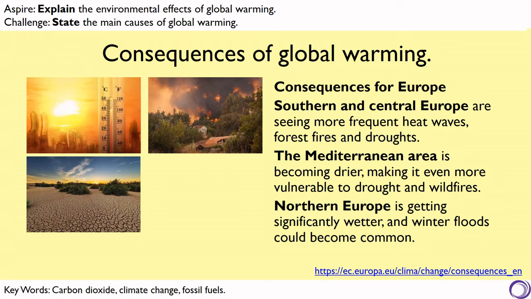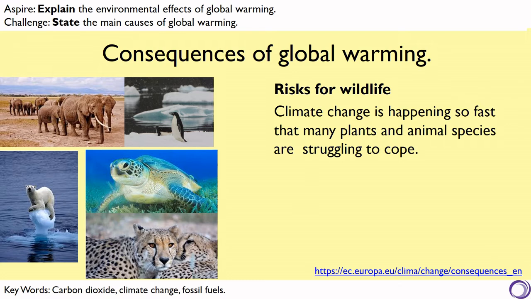There are also some other consequences that are being seen. So in southern and central Europe, we're seeing more frequent heat waves, forest fires and droughts. The Mediterranean area is becoming drier, which makes it very vulnerable to drought and wildfires. And in northern Europe, it's getting significantly wetter and winter floods have become slightly more common and could become more common in future.